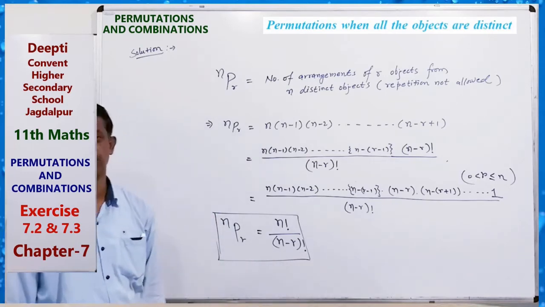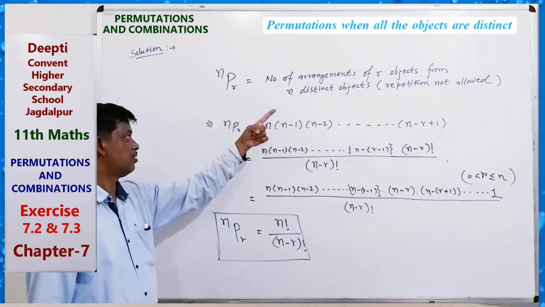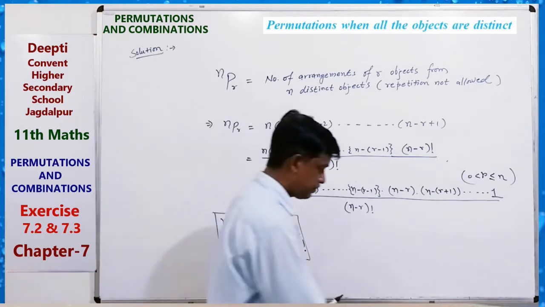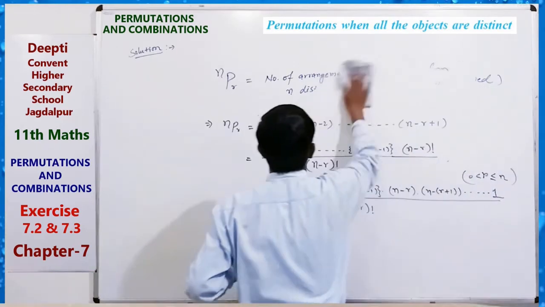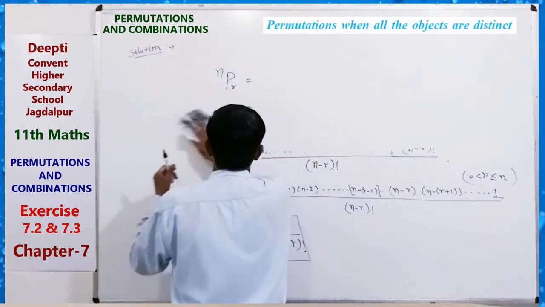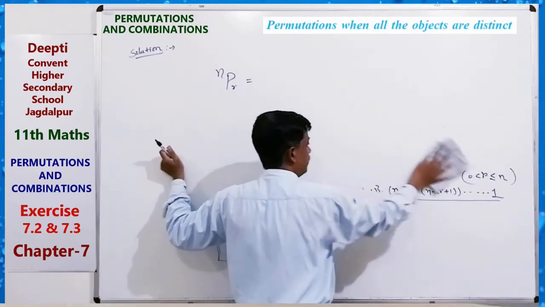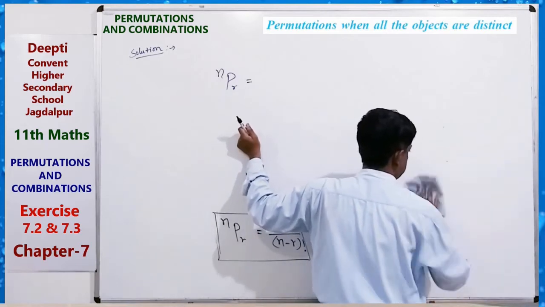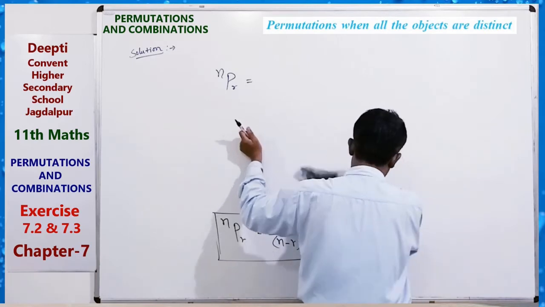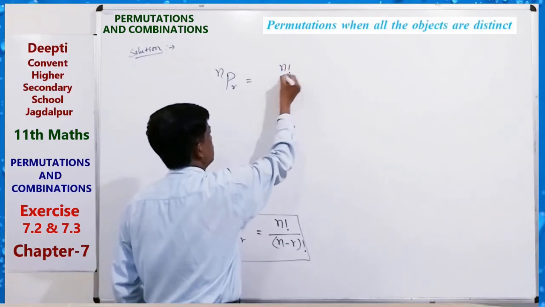This is the formula: nPr equals the number of arrangements of r objects from n distinct objects, repetition not allowed, which is n factorial upon (n minus r) factorial. Just like, suppose we want to find the number of arrangements of two objects from 5 distinct objects, repetition not allowed. From 5 we have to take 2 objects. The formula is this.